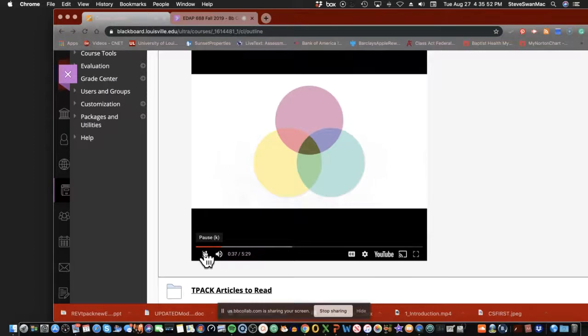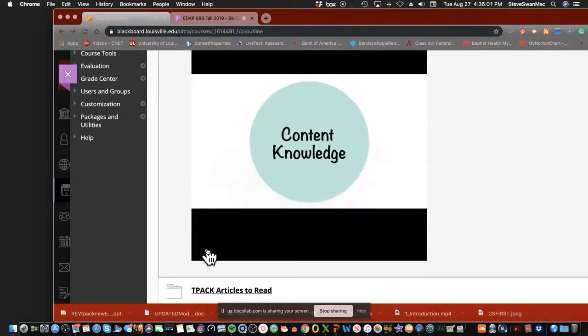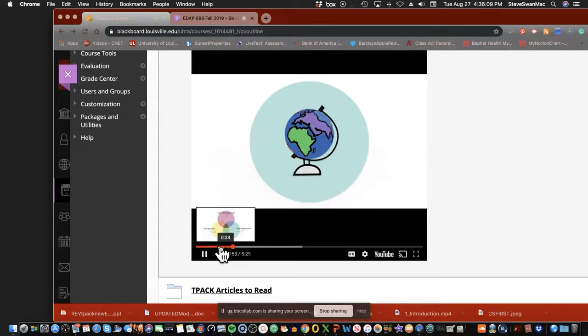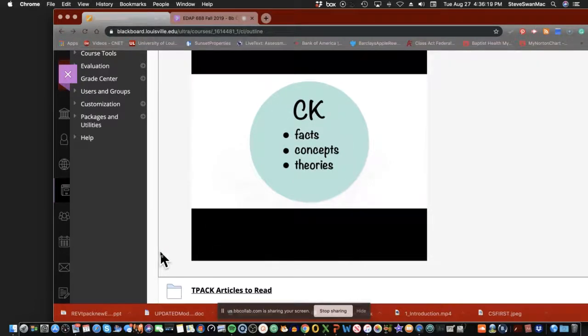So, how does TPACK work? First, consider three domains: content knowledge, pedagogical knowledge, and technological knowledge. Content knowledge, CK, is the what, your understanding and expertise of the subject area you teach, whether it's science, social studies, math, language arts, or all of the core curricular areas. CK is made up of all the facts, concepts, and theories of any given discipline.